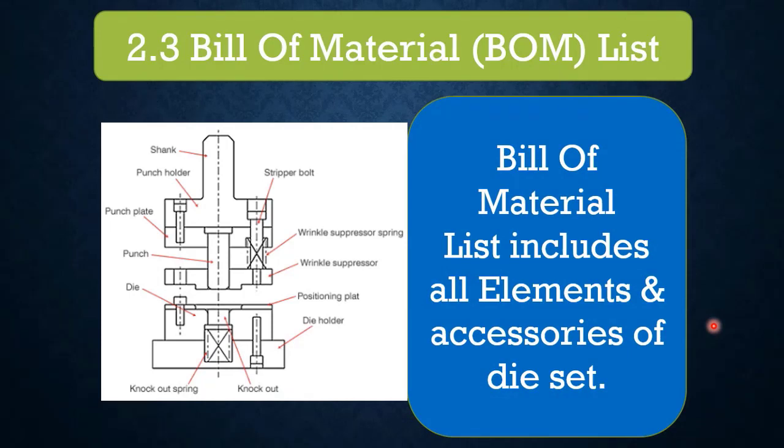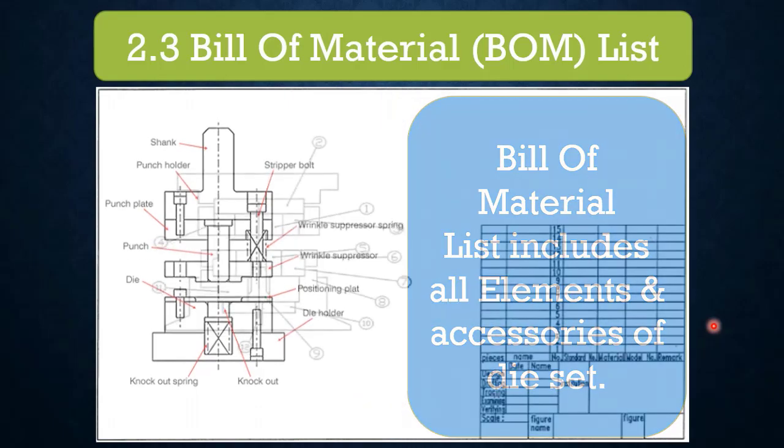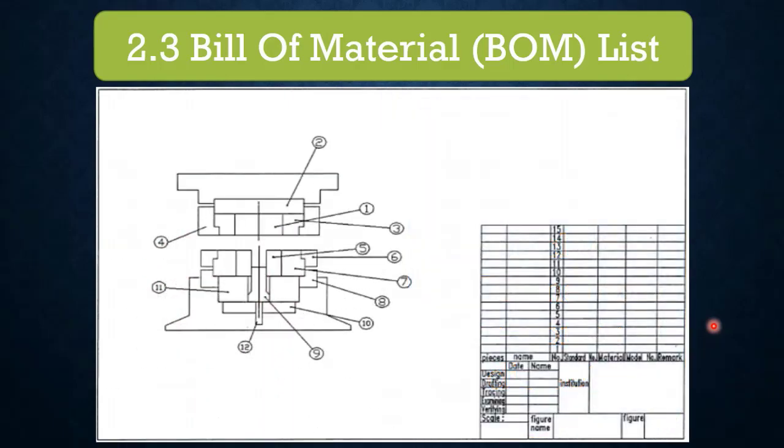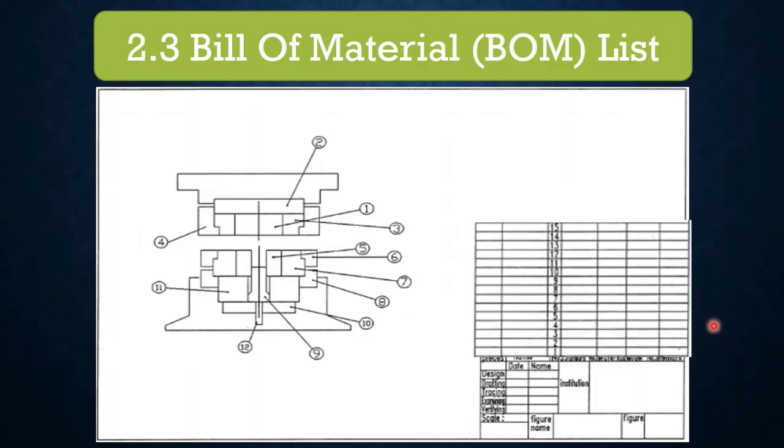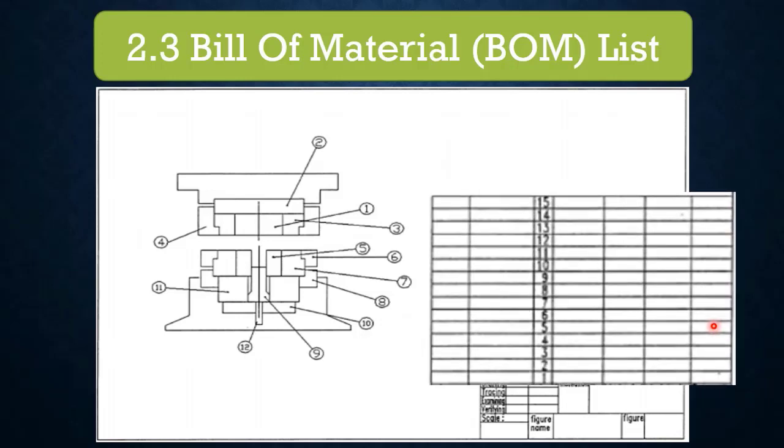That includes all elements and accessories of die sets. As you will see in the die drawings, there are call out numbers starting from 1 to many numbers, depending on the die size, and on the right side there is a tabular column starting from the same number system from bottom to top with many empty cells where the details are going to be filled.